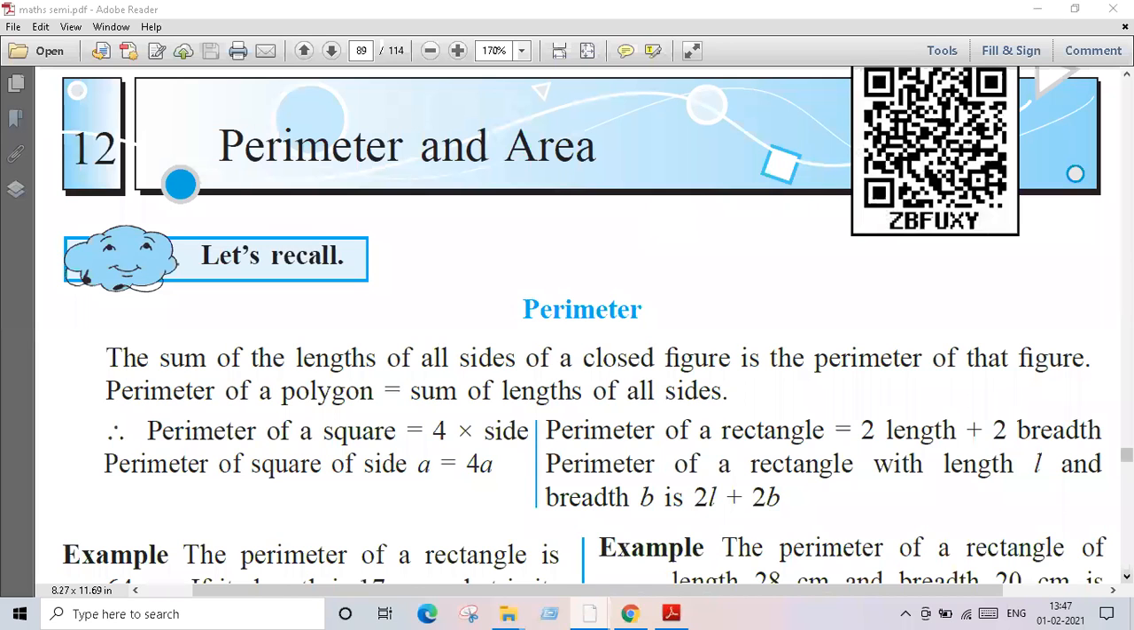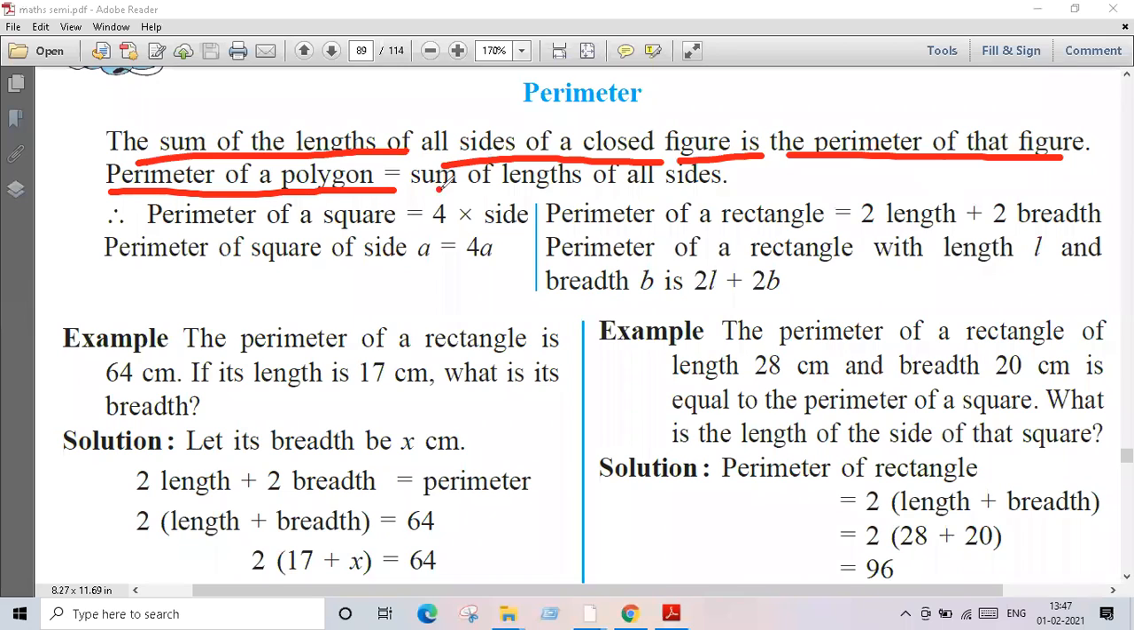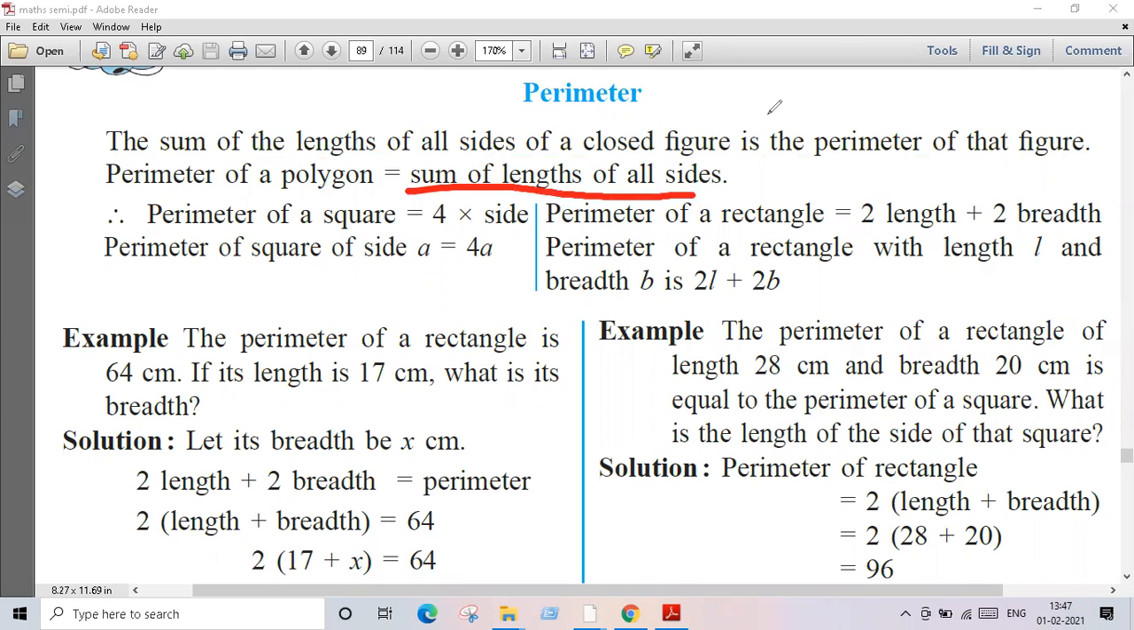Good. So there are different formulae for finding out the perimeter as well as area of different figures. What is perimeter? The sum of the lengths of all sides of a closed figure is the perimeter of that figure. Perimeter of a polygon is equal to the sum of the lengths of all sides. We have to measure the length of all the sides of any figure, right? And the formula for the perimeter of a square is 4 into side. Perimeter of a square of side A is equal to 4 into A. A is what? A is the length of the side. So this is your formula, 4 into side.